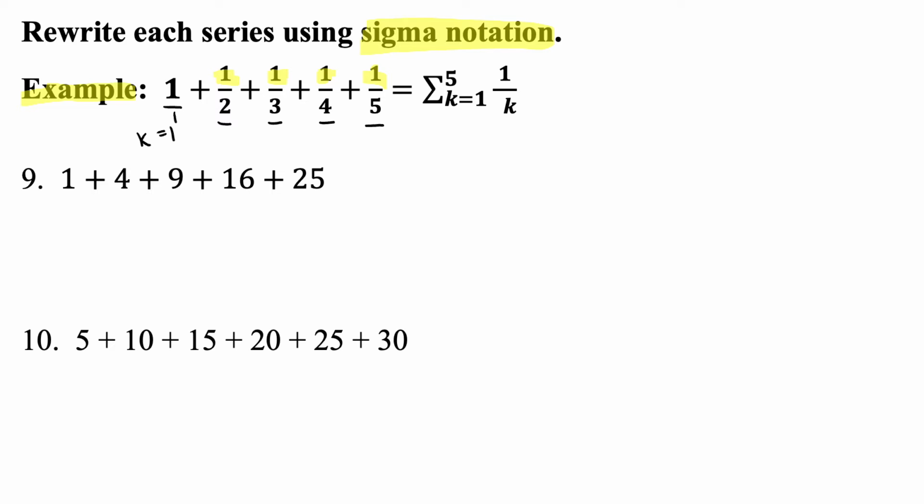So we can write this as the sum using a sigma, starting with our first value when k equals 1, and then our last term happens when k equals 5, and then we write the pattern just as 1 over k. So we're going to try the next couple together.